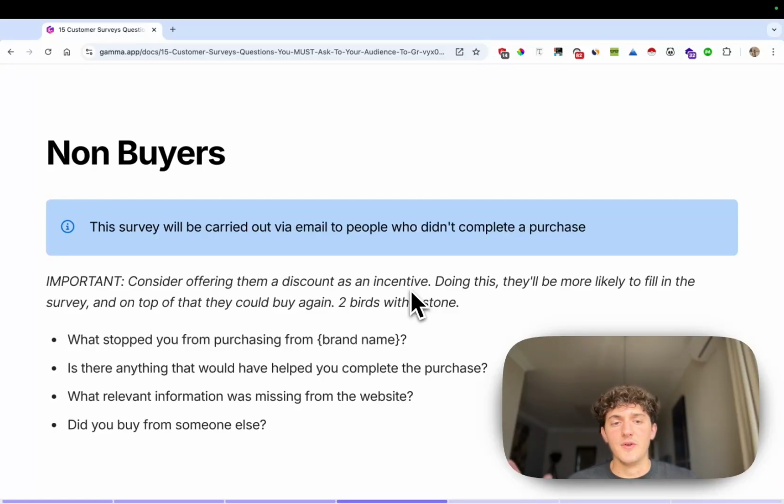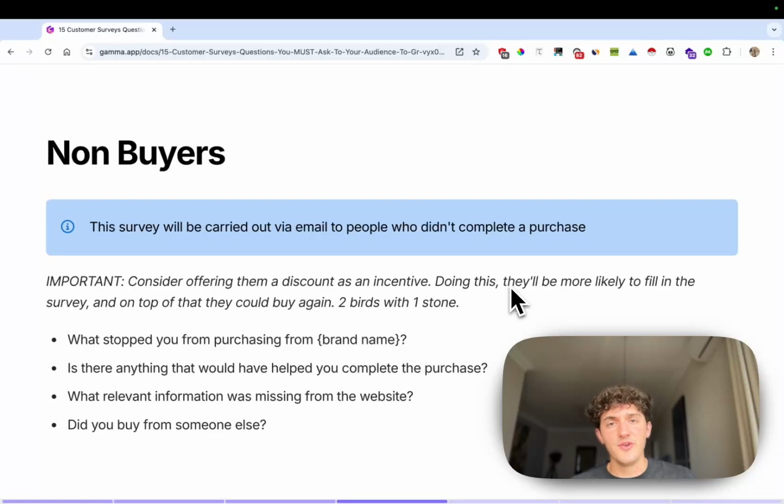Important here, consider offering them a discount as an incentive. Doing this, they will be more likely to fill in the survey, and on top of that, they could buy again, or they could buy for the first time, so two birds with one stone. So tell them that you want them to give feedback and give them a discount so they'll be more likely to complete the survey.